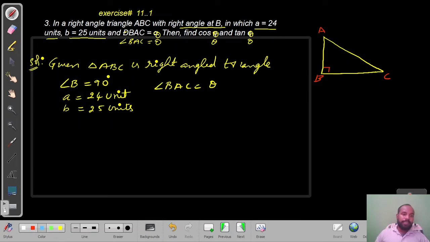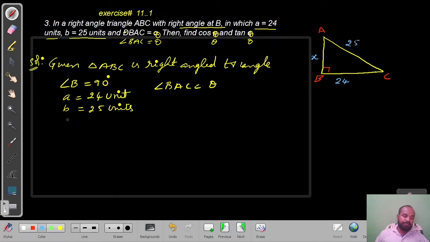Side A equals 24 units, B is equal to 25. We are finding which is the lengthiest one. 25 is the lengthiest one, so we are writing it as the hypotenuse, 25 units, and A equals 24 units. Right. Now we need to find the unknown value, this AB. So let us consider this as x.